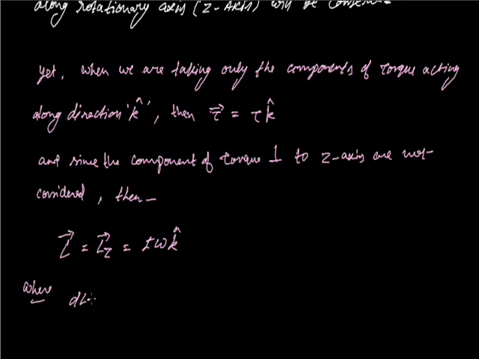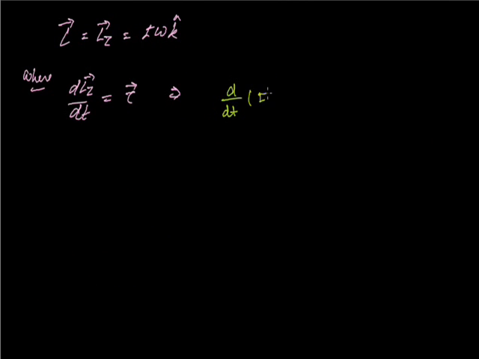Here dLz by dt will provide us the value of torque, or d upon dt of I omega is equal to torque, which further provides us the value I alpha equals tau, where alpha equals d omega by dt. So this is the relation between angular acceleration, torque, and the angular momentum.